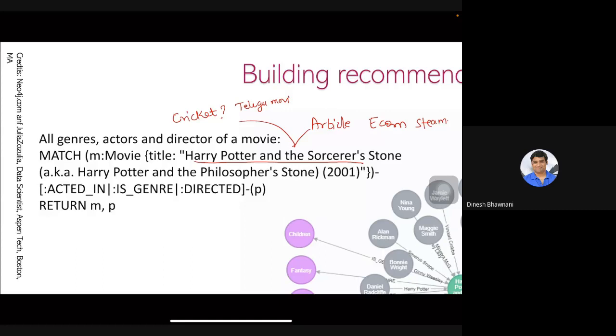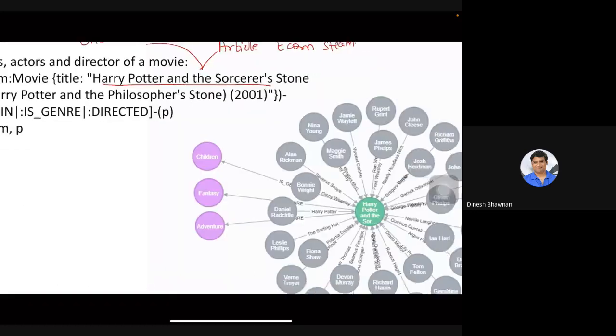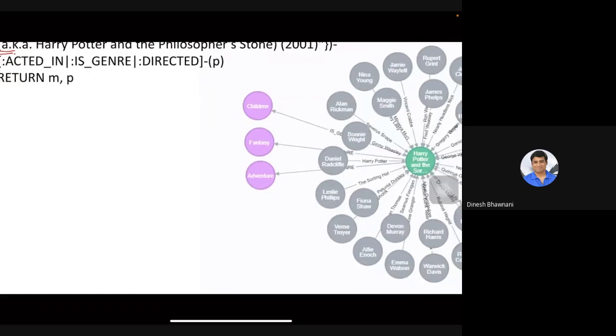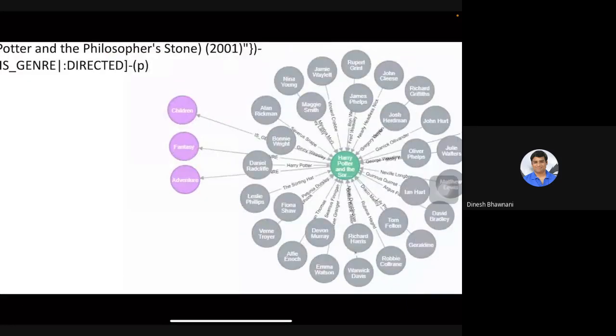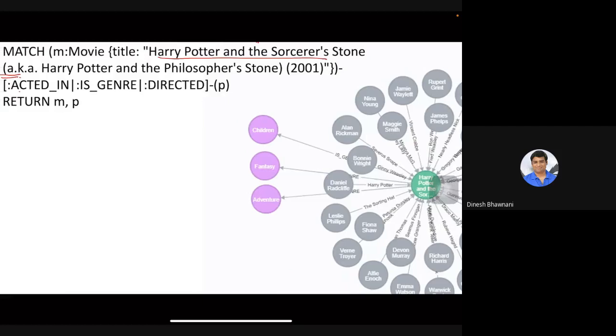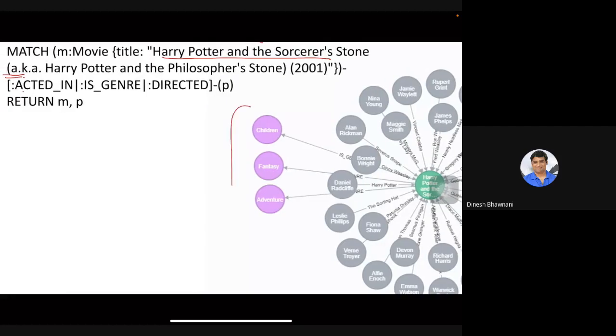Sometimes the novel name and movie name will differ, so that information is also there, and they are trying to use that here. Now, acted in, is genre, directed. Return MP. So acted in means all the actors will come. Is genre means what all genres are related to Harry Potter, that will also be shown. So see, these are all the genres.